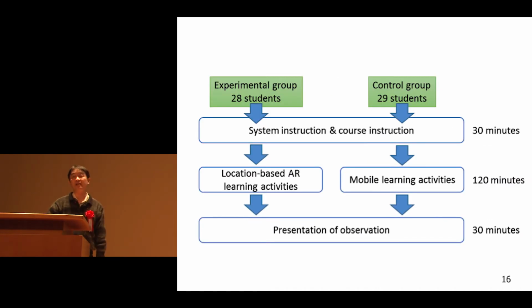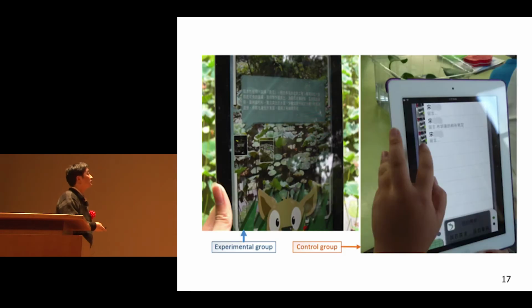So we have designed an experiment to do that. The experiment group used the location-based AR during the learning process, and the other group used just a tablet computer to learn in the same environment. And then we have a pre-test and post-test. Of course, we try to analyze the interactive content in the discussion forum to see what we can find.